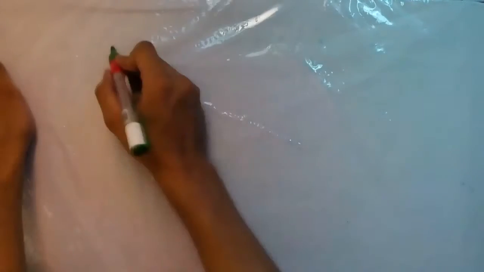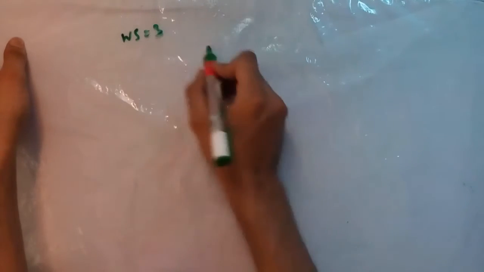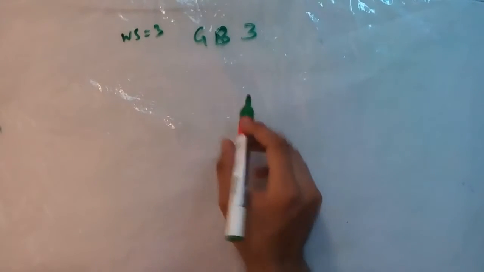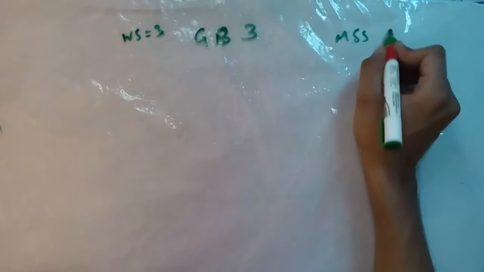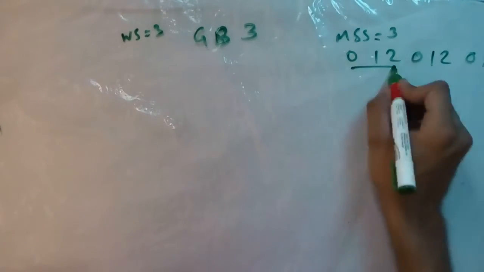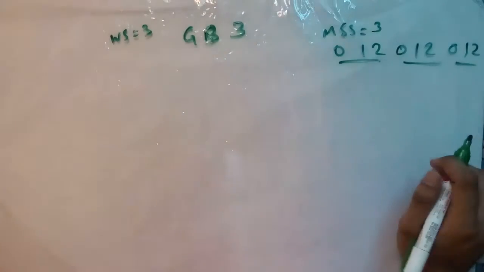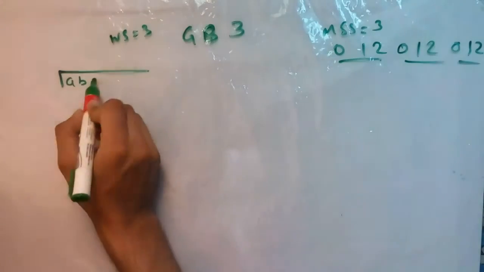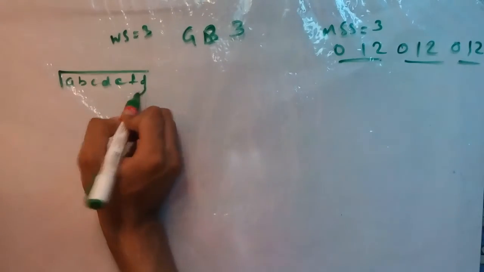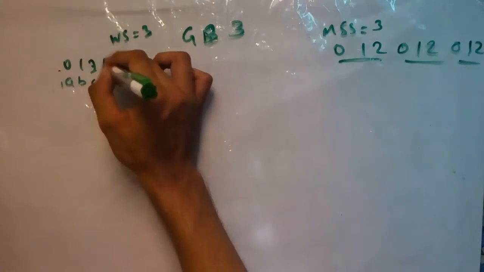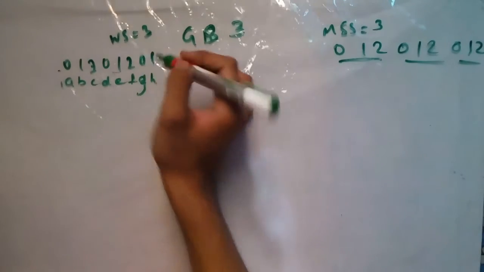Now let us suppose the window size at the sender is 3. That is, suppose we are implementing go back 3, and the maximum sequence size is also 3. That means 0 1 2, 0 1 2, the sequence would go on. Suppose every packet contains a character A, B, C, D, E, F, G, H, like this. So the sequence numbers would be 0 1 2 0 1 2 0 1, like this.